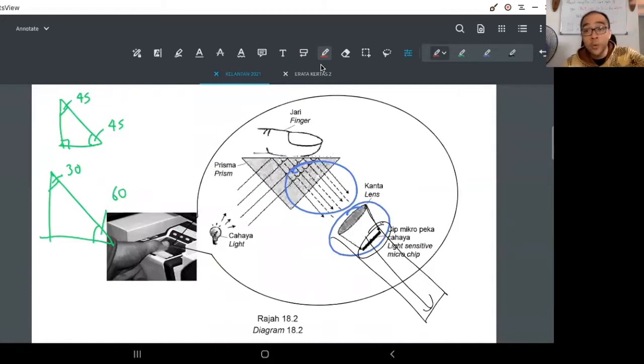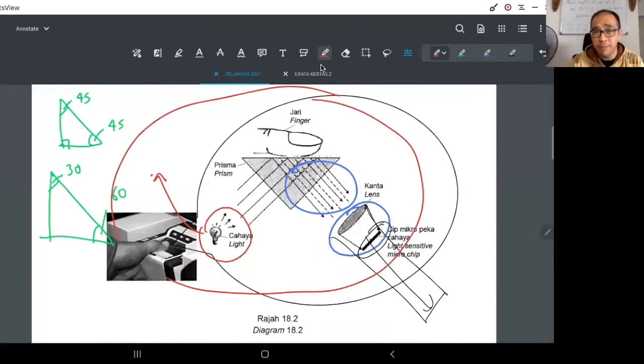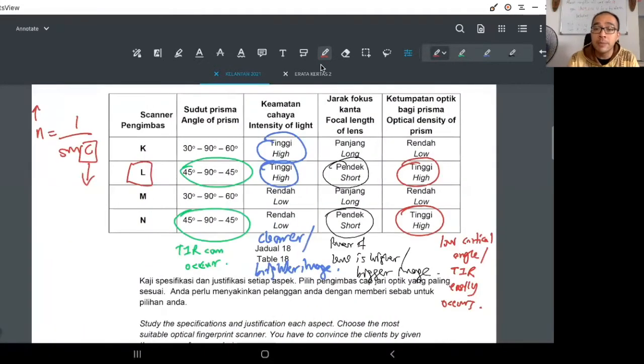If the critical angle is so big, it means you need to have such a big incident angle in order for total internal reflection to happen. You don't want that, because it's a waste of space. Having a big angle means your light has to be raised up here, but then your fingerprint scanner will become bigger. You don't want that. Why do we want such a big fingerprint scanner? Instead, use a small one with a small critical angle. But having a small critical angle means you need to have a high optical density. High optical density will give you a small critical angle, therefore the total internal reflection can easily occur.